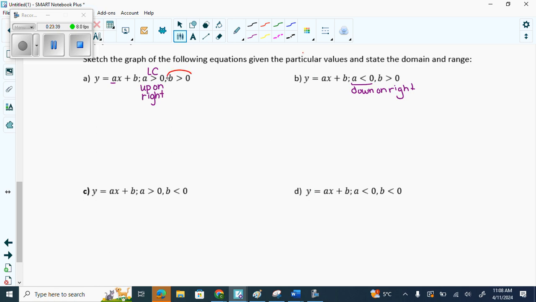Y-intercept. So this one, B is greater than 0, which is my constant, right? So what is this telling me? My y-intercept is what? And I can short form because it's my notes. What about this one? What is my y-intercept? It's positive. So I'm going to sketch the first one for you, and then you're going to do the other 3.